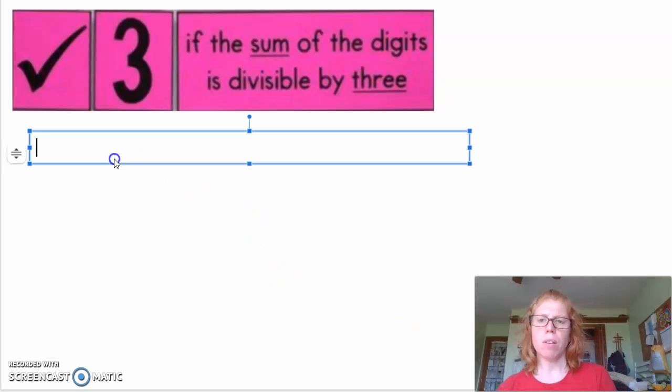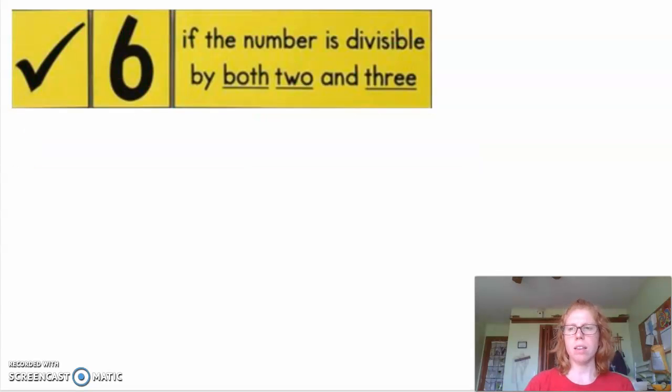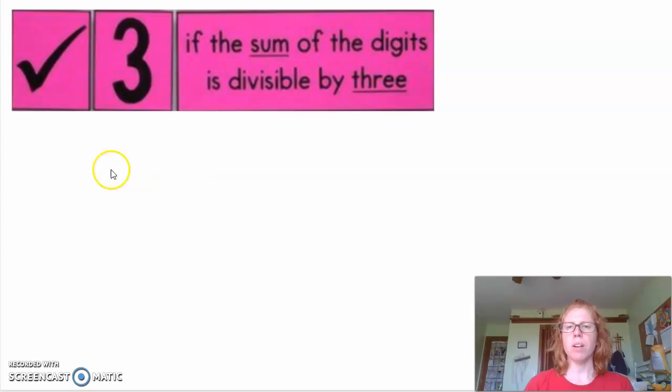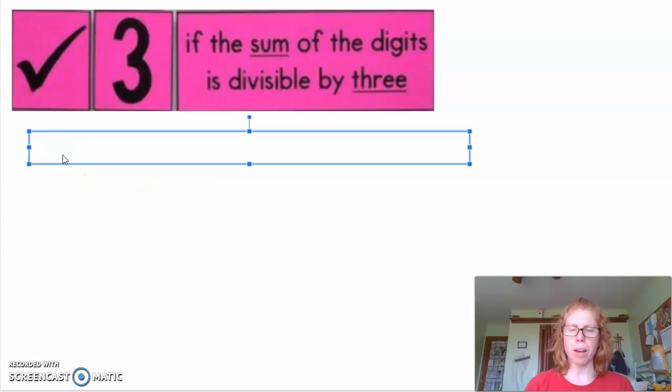So let's talk about divisibility rules of 3, 6, and 9. Now if I want to know if I can divide a number by 3, here's the rule. If the sum of the digits, that means if I add up all of the digits of the number, is divisible by 3, then I can divide it by 3. This one's kind of fun, I think.